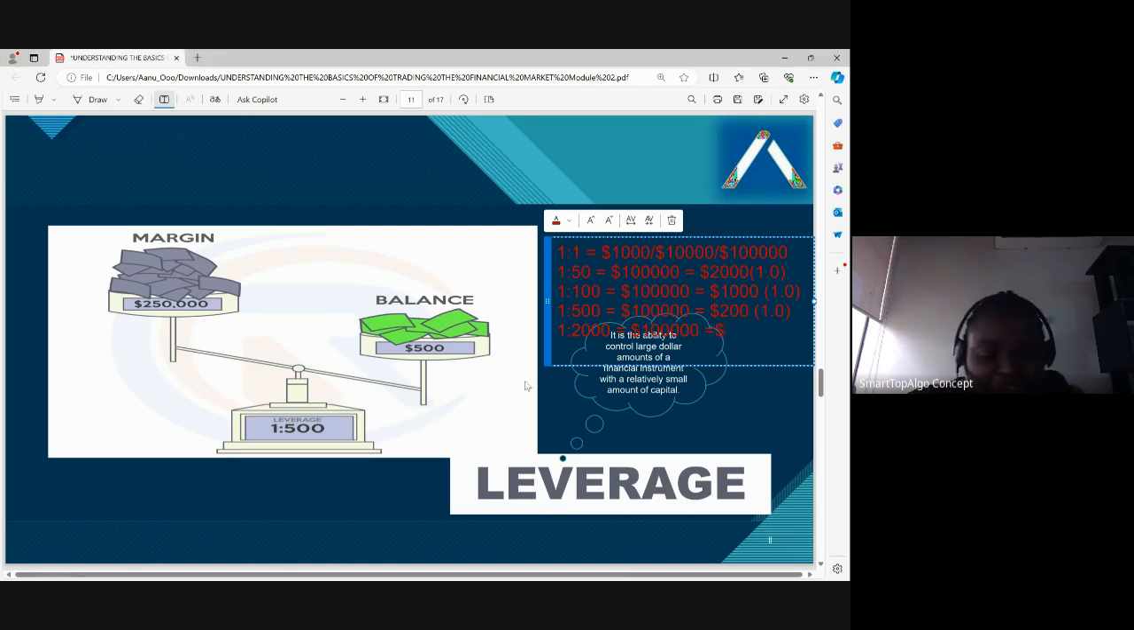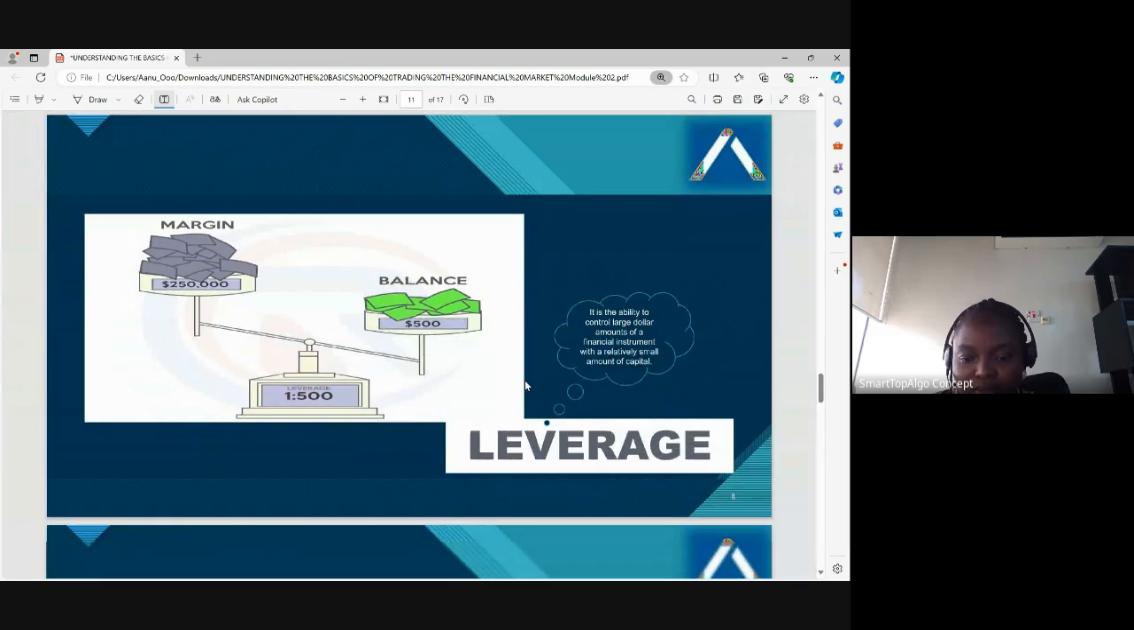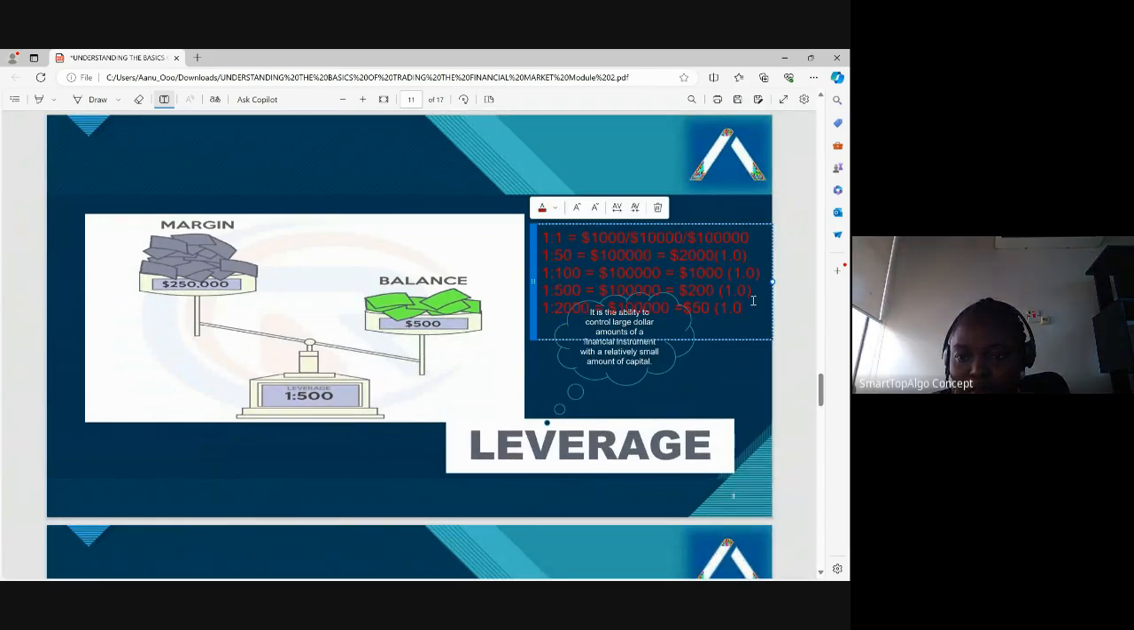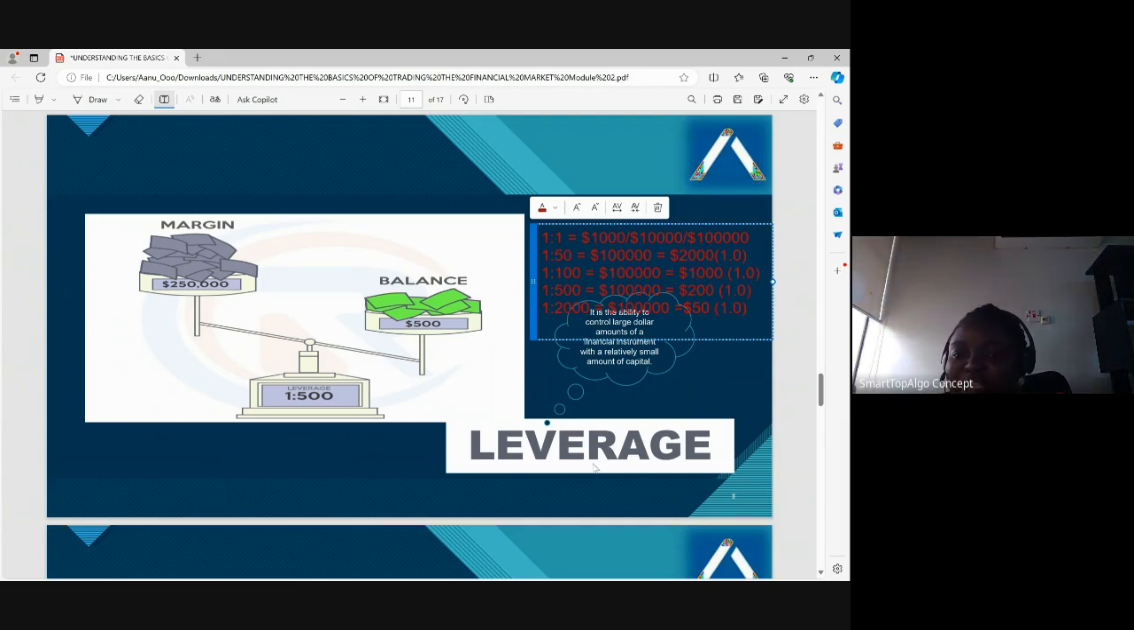It means with $50, I can use a lot size of 1.0. How did I arrive at this? 100,000 divided by 2,000. It means with $50, I can enter 1.0. Now, imagine I enter with $50 and price goes against me 5 pips. What happened? I lose my money.